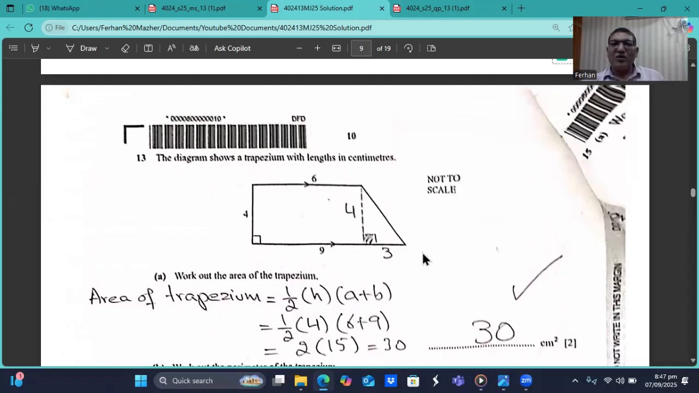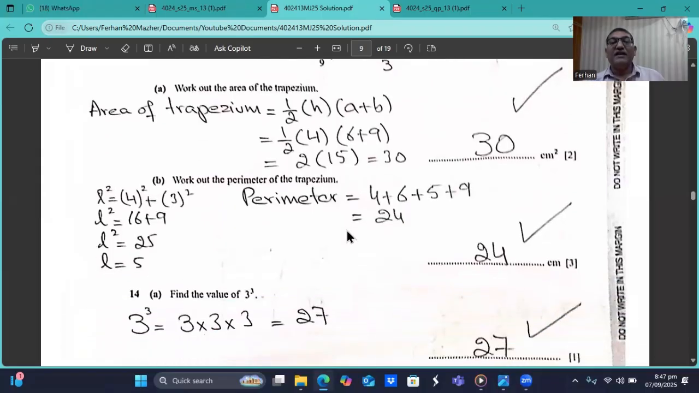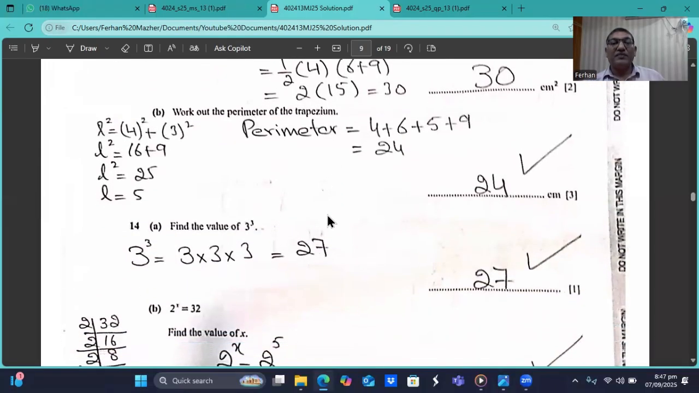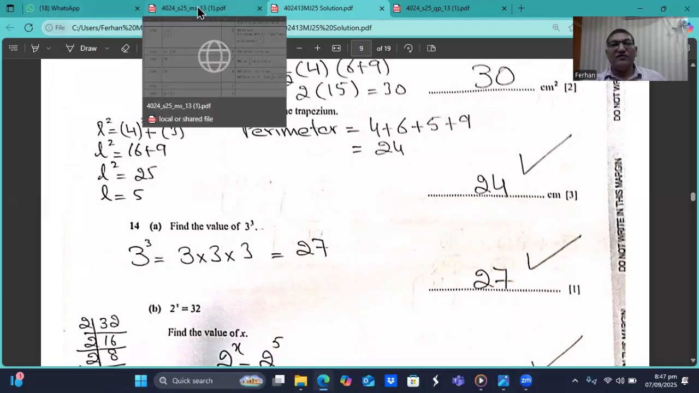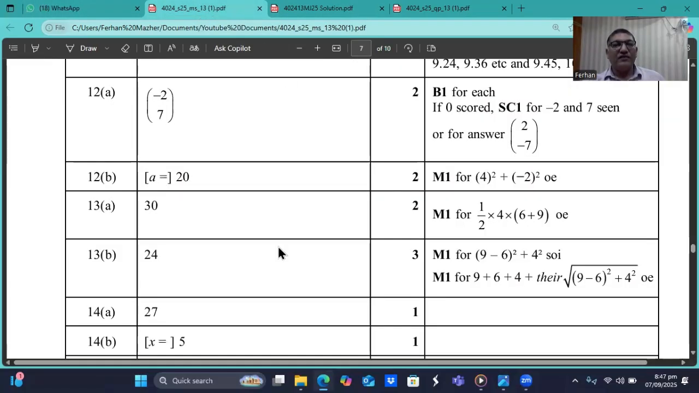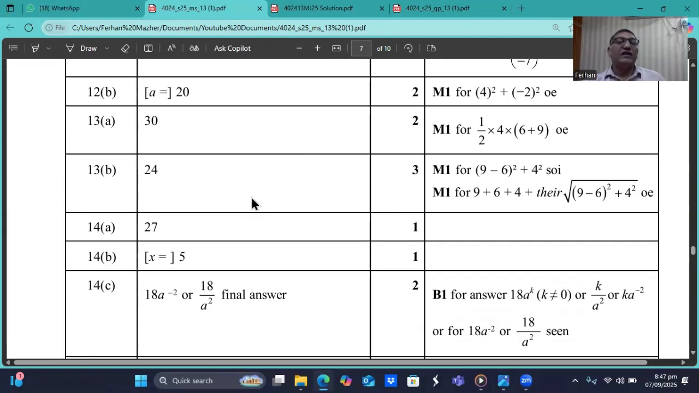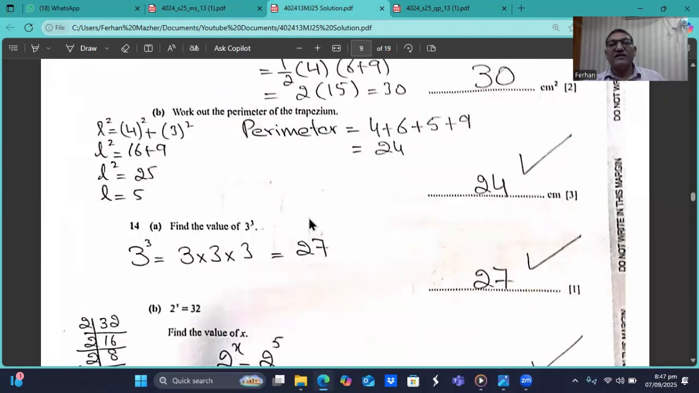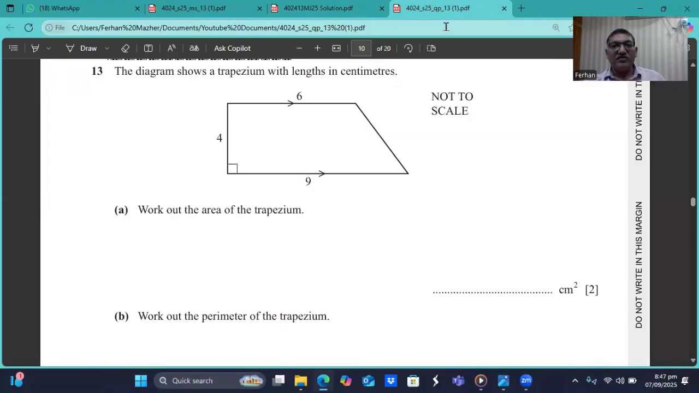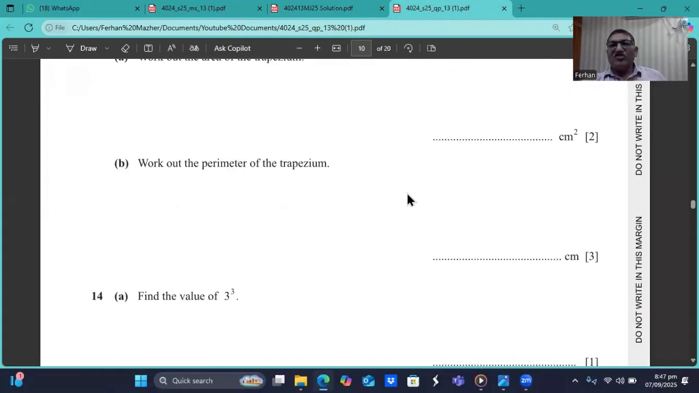So I have to add up all the outer lines, okay? So this is 9, this is 5, this is 9, 4, and 6. Just simply add them, and that will give you the perimeter of that trapezium. So you will have 4 plus 6 plus 5 plus 9, that's 24. So the perimeter of that trapezium is 24. The marking scheme is showing up on your screen. 24 is the right answer, sir. 24 centimeter. So this is how you do question number 13.